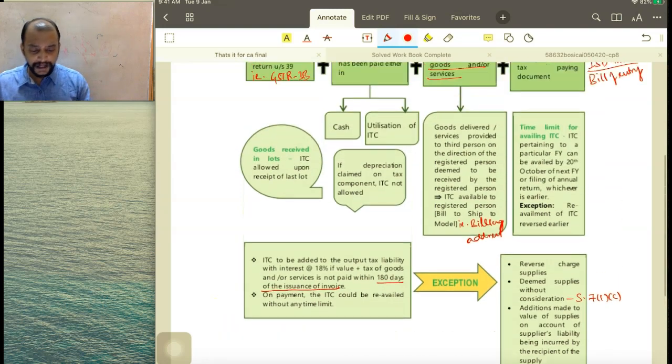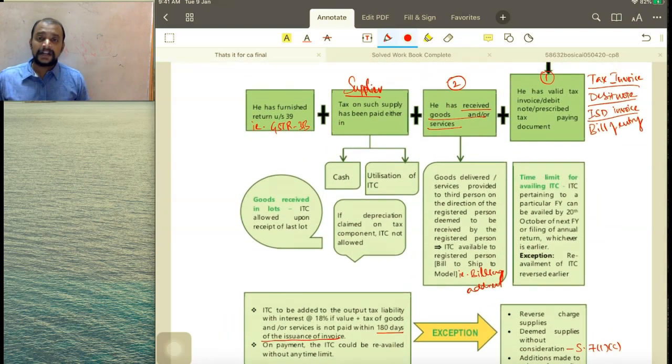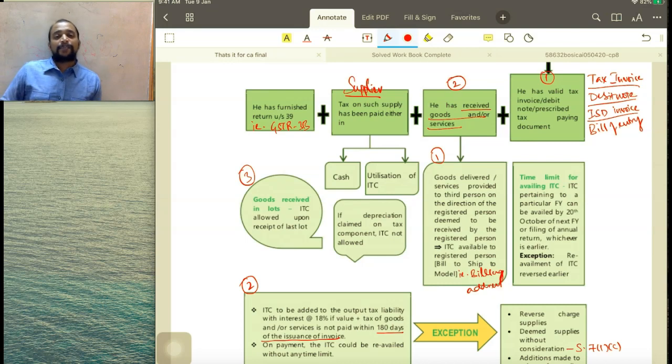Now, let's proceed to another issue. So, what is the first issue? Bill to ship to transaction. Second issue, if payment is not made within 180 days. Then third issue, what if the goods are received in lots? That is, I placed a single order here, but I am receiving goods in lots. So, when can I take ITC? I can take ITC only on receipt of the last lot. 100 units I placed in order.